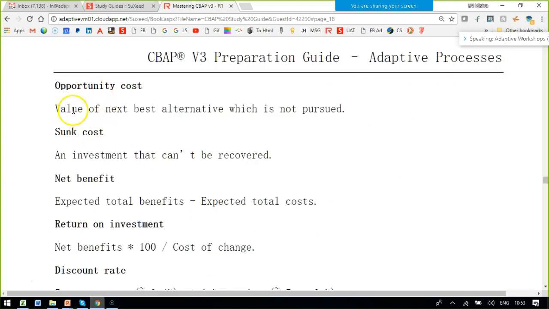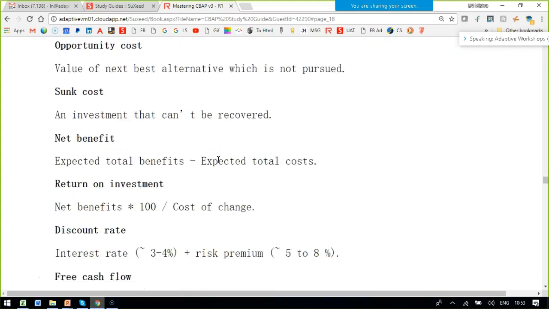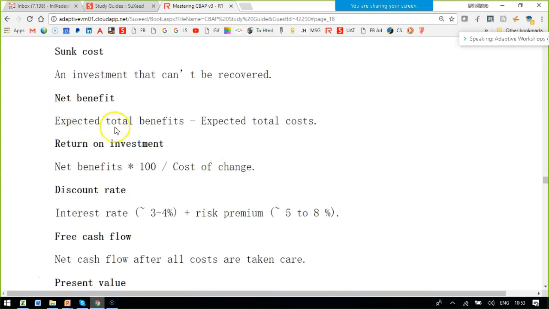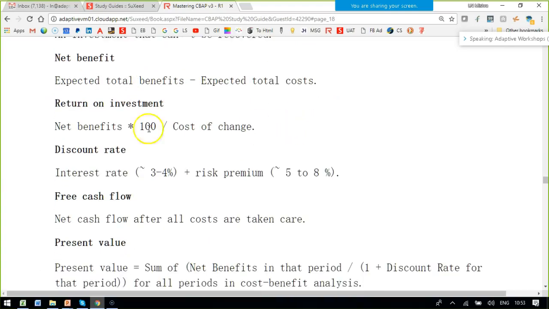Opportunity cost is the value of the next best alternative which is not pursued. Sunk cost is something that you have put the money into but you can't recover. Net benefit is expected total benefit minus expected total cost. Return on investment is net benefits times 100 divided by cost of change. Okay, up to this I think you should be comfortable.